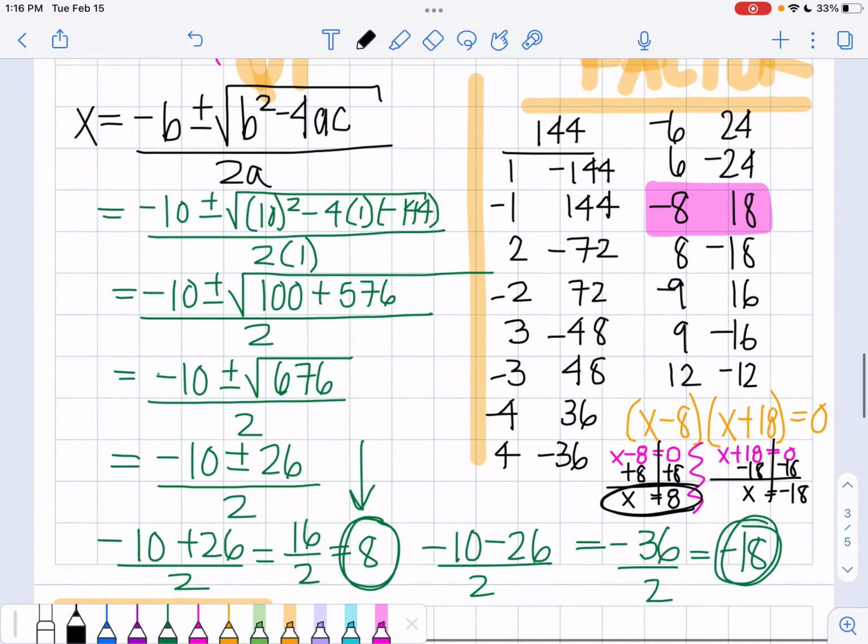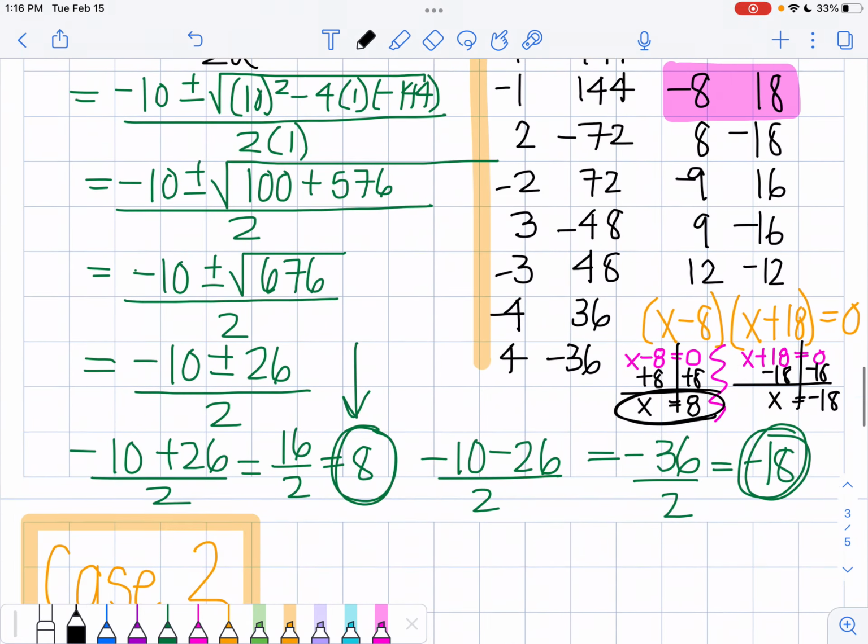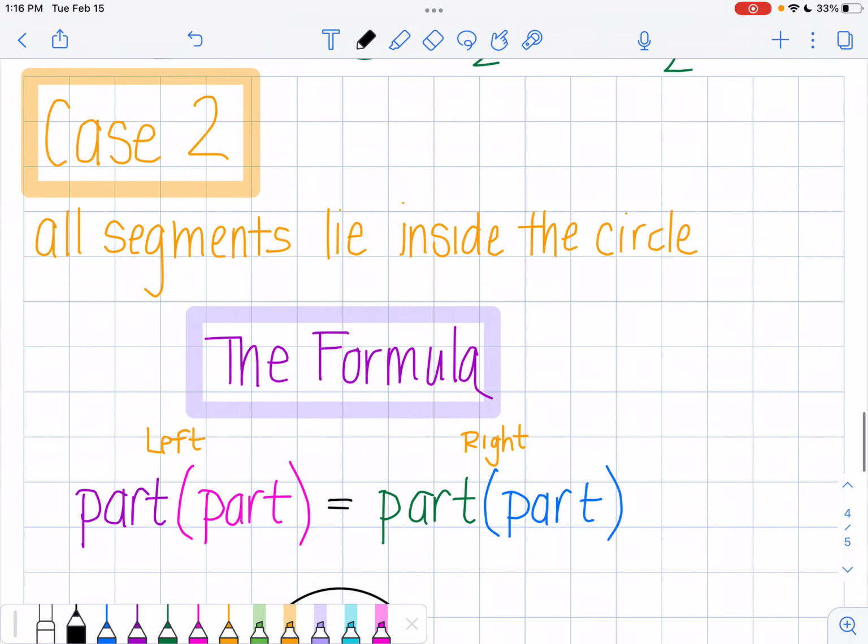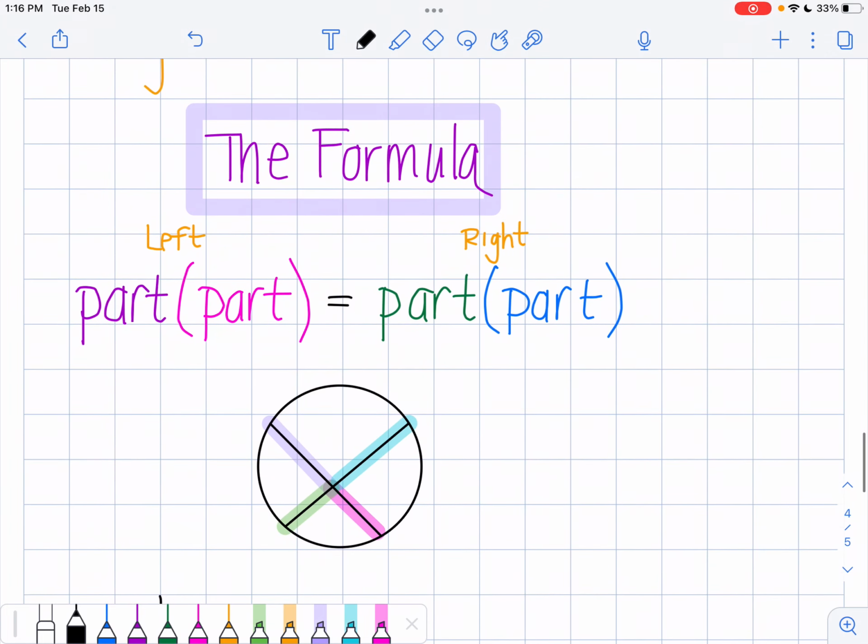Okay. Case 2, if we're moving on. So now I'm going to have all my segments that are going to lie inside the circle. This is probably the easiest of all of the cases and all of the problems in here. So what we're going to do is take each line segment in the circle. So this is what it would look like. And I'm just going to take like the left line segment. In this case, I'm calling it this guy right here.